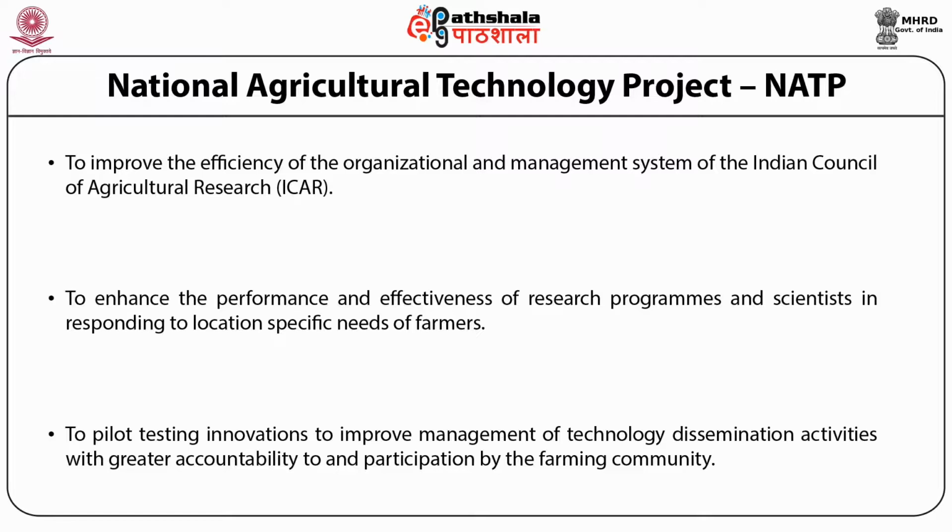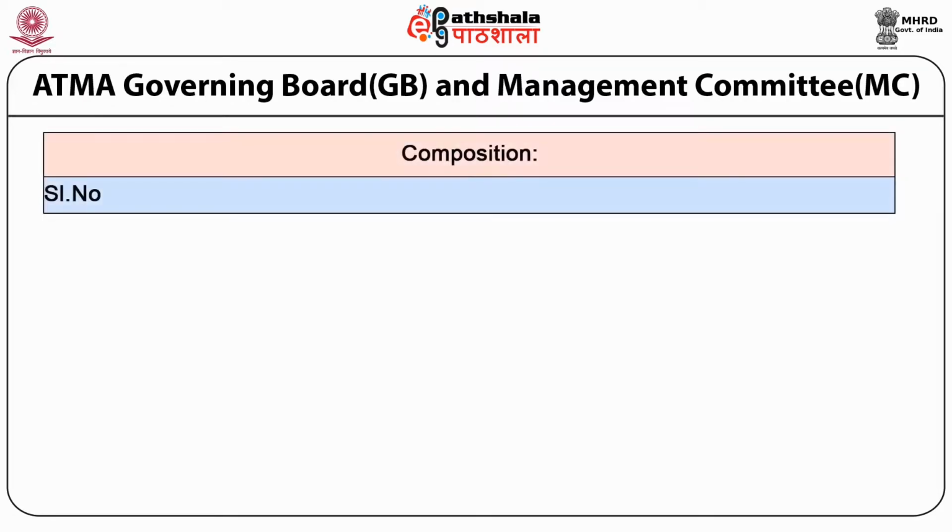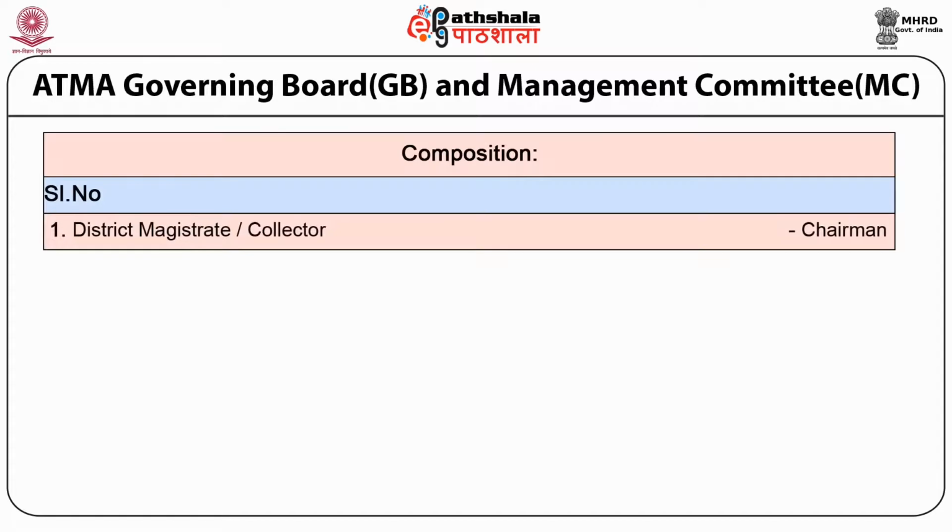ATMA is supported by a Governing Board and a Management Committee. The Governing Board is a policy-making body that provides guidance as well as reviews the progress of the functioning of ATMA. We said that ATMA has a governing body and a management committee. What is the composition of this governing body of ATMA? When we look into the composition, the district magistrate or the district collector is the chairman of ATMA.